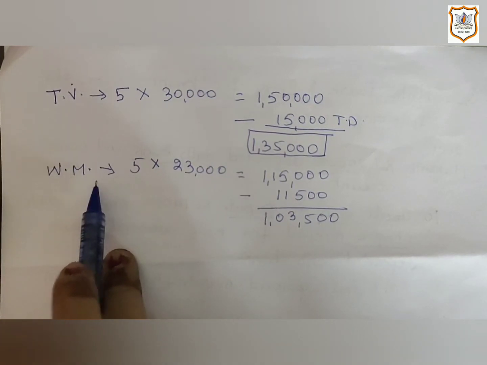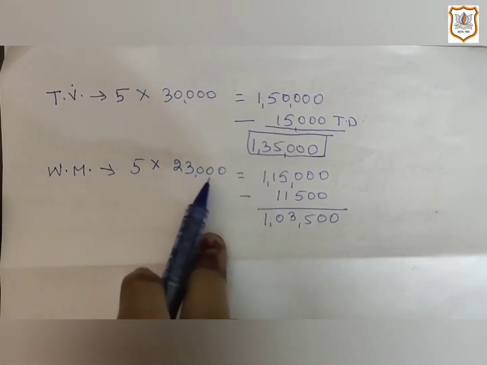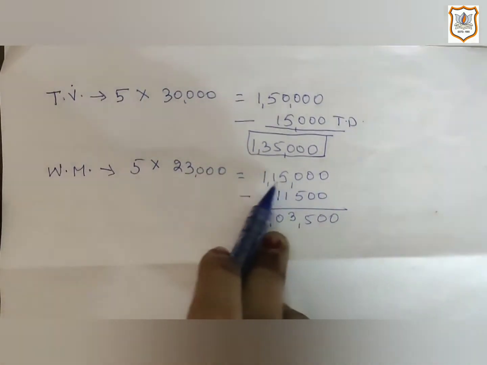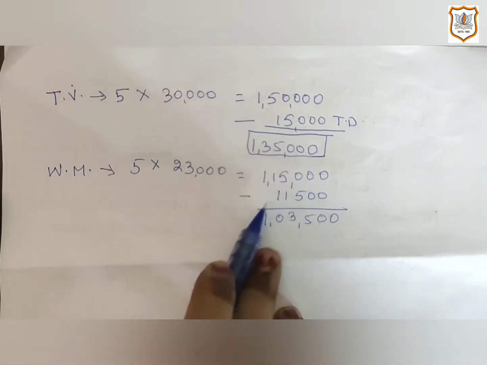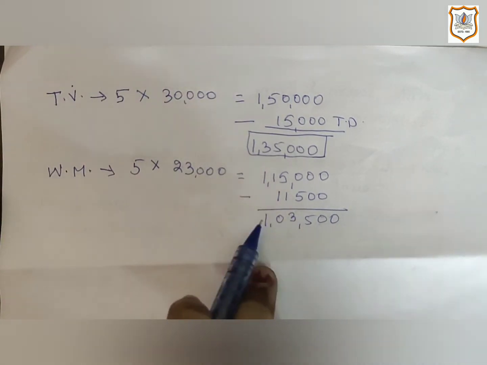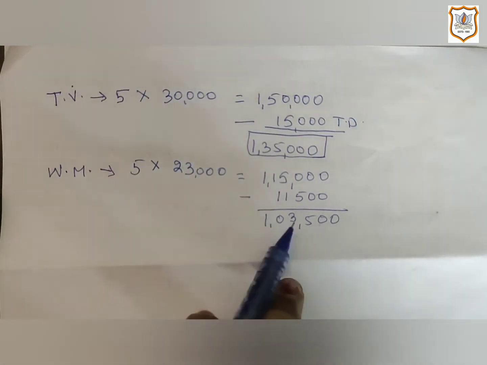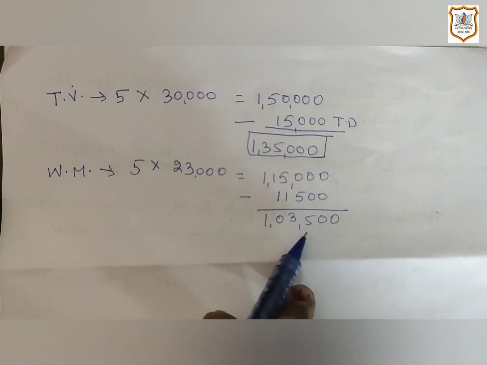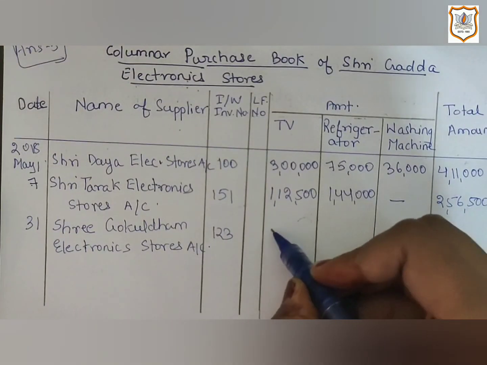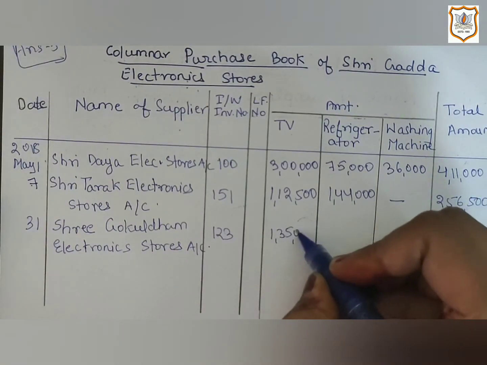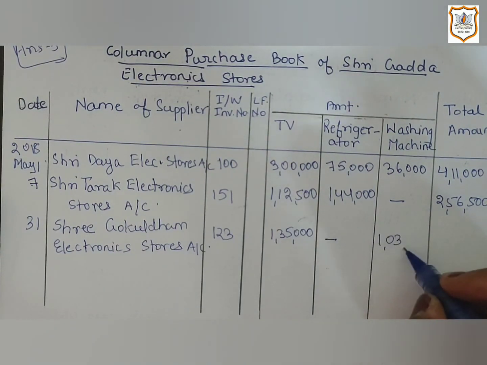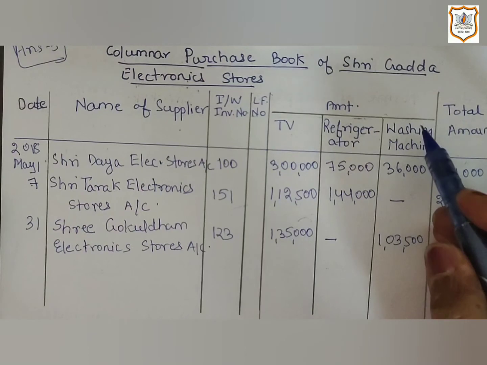Then similarly for washing machines, 5 washing machines have been purchased. Price of one washing machine is 23,000. So here total price of 5 washing machines is 1,15,000. By deducting trade discount, we will get 1,03,500. That means for 5 washing machines, we have to pay 1,03,500. So let's enter both these amounts in columnar purchase book: 1,35,000 that we have to pay for TV sets and 1,03,500 that we have to pay for washing machines.